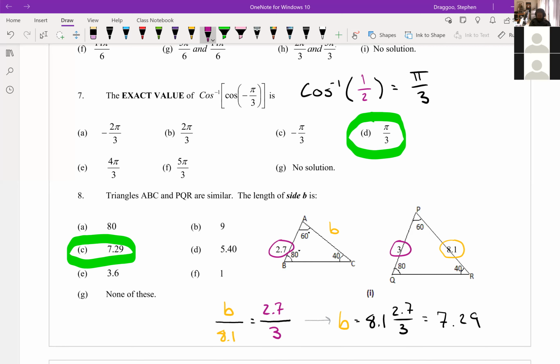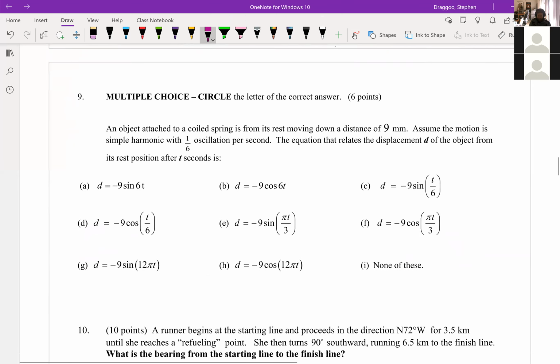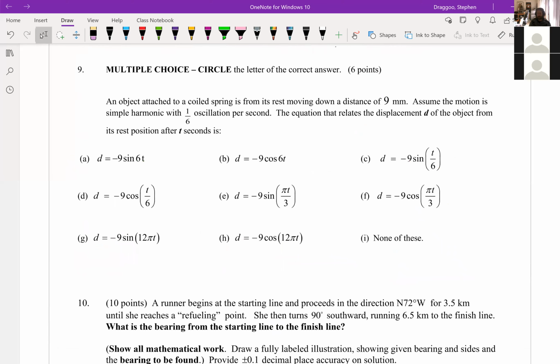But all right, let's move this shindig down to the last multiple choice question here in the practice test, and start investigating some stuff. We have an object attached to a coiled spring that is, from its rest, moving down a distance of 9 millimeters, assuming the motion is simple harmonic with a 1/6 of an oscillation per second. Write the equation that relates the displacement of the object from its rest position after t seconds.